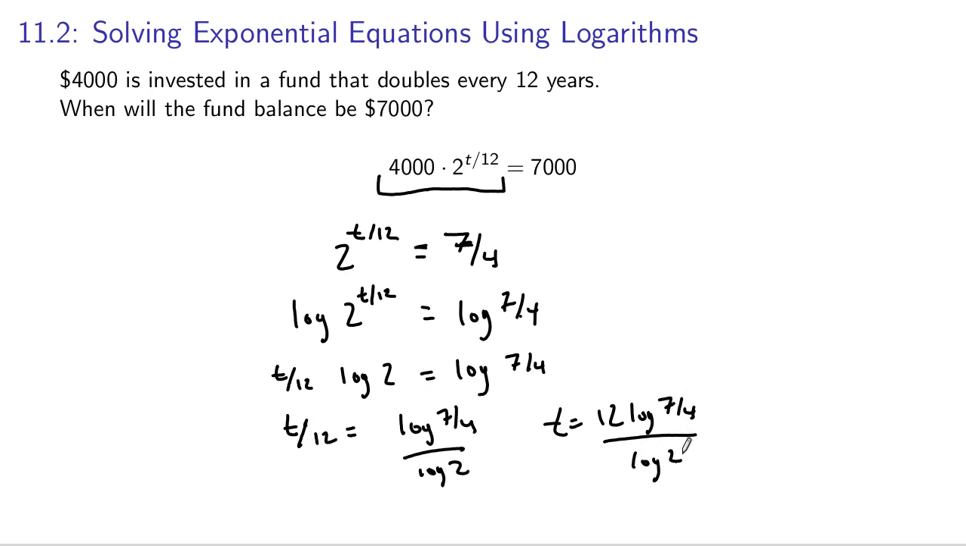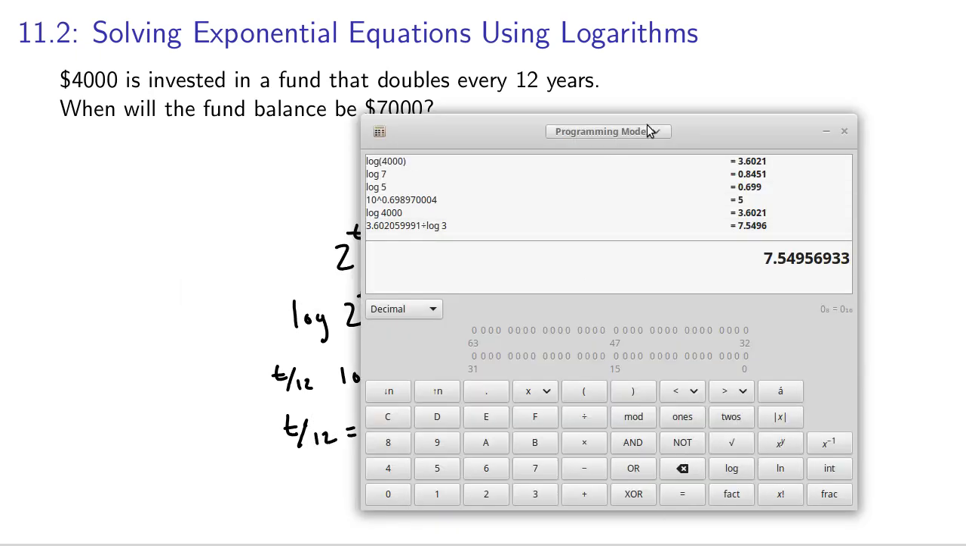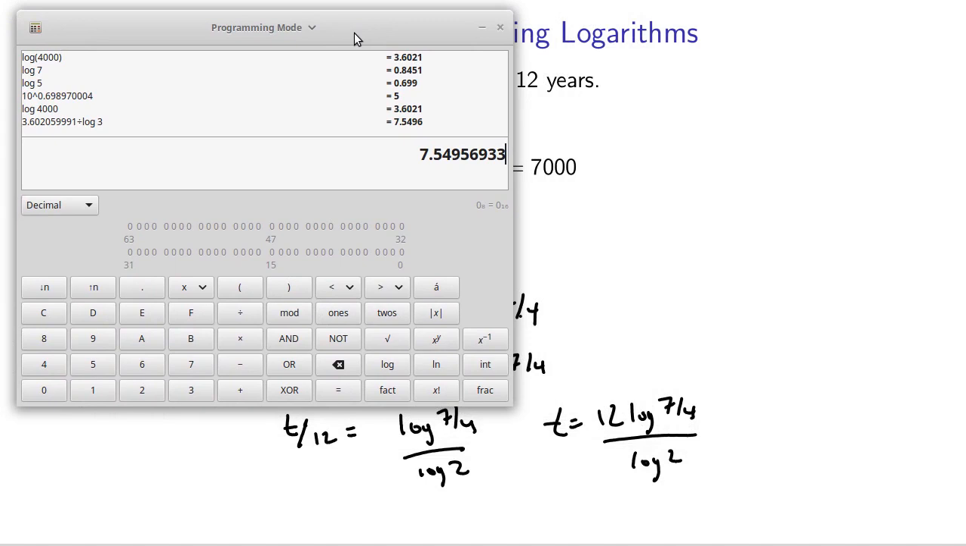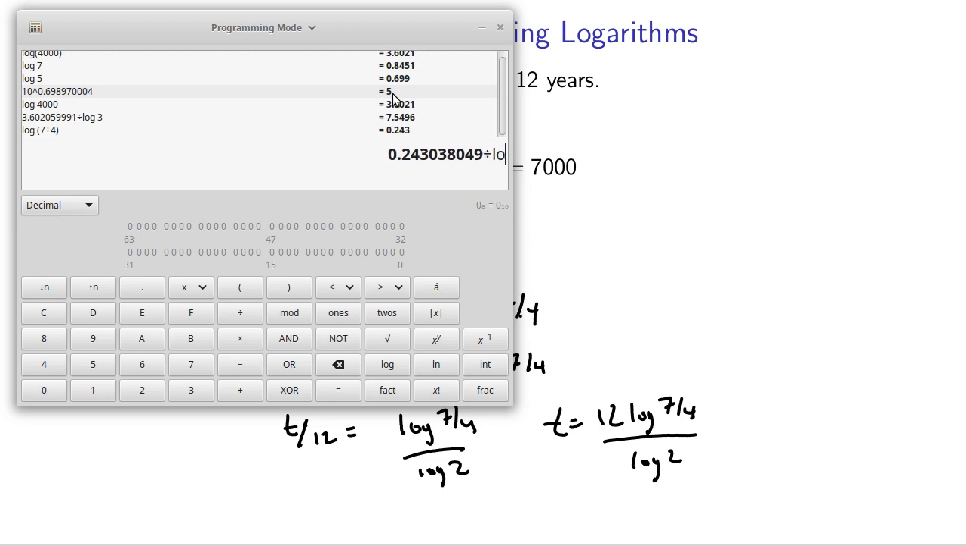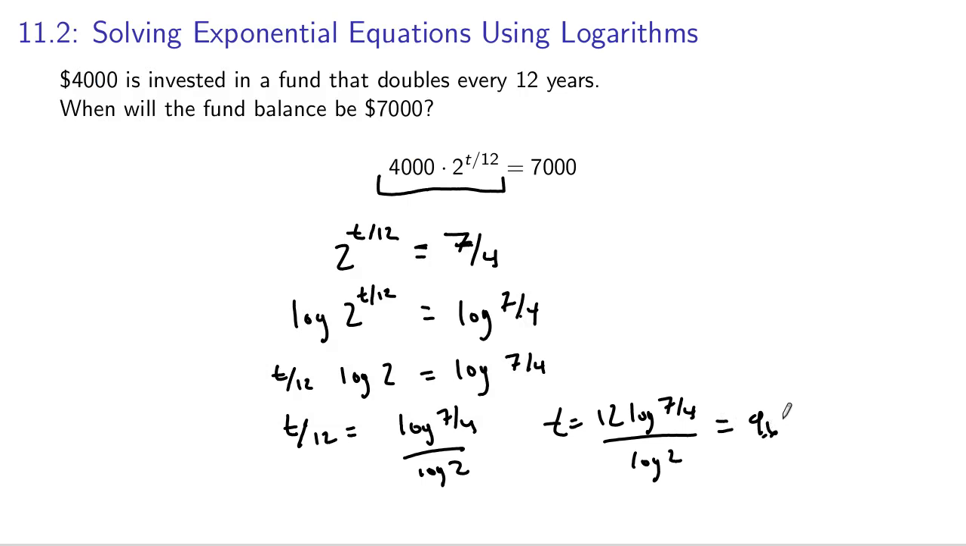So pull up our calculator, and we can evaluate the logarithms in order to get a rough answer. We have log of 7/4 divided by log of 2 times 12. 9.6883. So .6883 is roughly the answer.